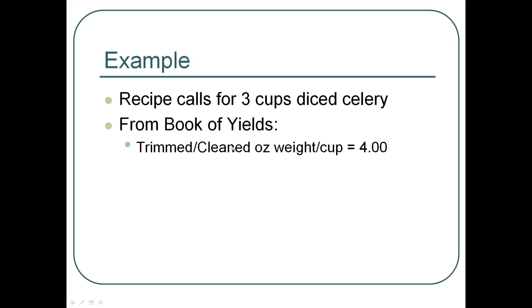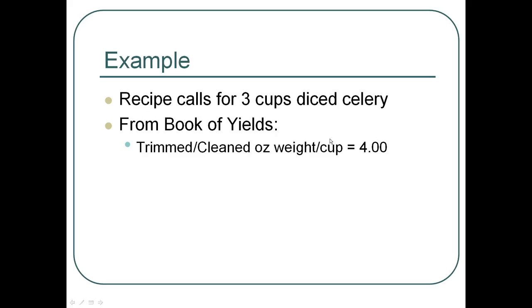So I go to the Book of Yields and I see that celery weighs 4 ounces per cup. This is how it reads in the Book of Yields: trimmed, cleaned, ounce weight per cup. So basically it tells us that this is an EP quantity. It's been trimmed and cleaned. With the celery, we've cut the root part off, the top of the stalks off, and the leaf parts off, and now we're just left with celery stalks that we dice up. So EP, it tells us our celery weighs 4 ounces per cup.